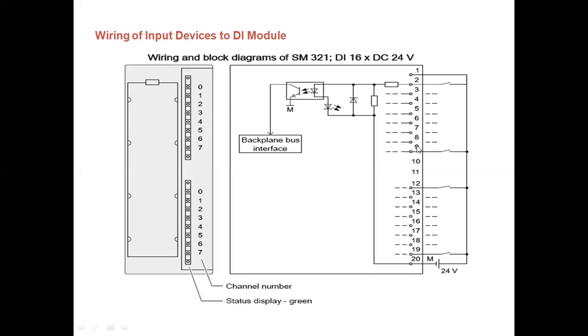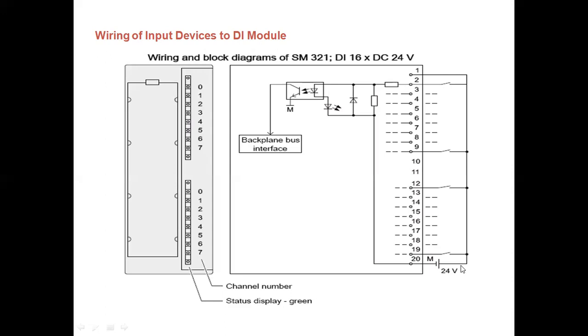Similarly, 2 to 9. So 2 to 9 means bit numbers are starting from 0 to 7. Similarly, 12 to 19. 10 and 11 are not required or not used here, because internally also they are not connected. For inputs, you don't need to use this 10 and 11 because these inputs are directly connected to the load.